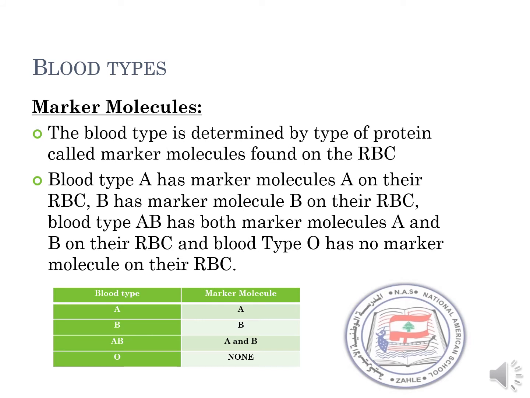Marker molecules. The blood type is determined by a type of protein called the marker molecule found on the red blood cells. Each type of blood has a specific marker molecule that determines the blood type. Blood type A has a marker molecule A on the red blood cells. Blood type B has marker molecule B on the red blood cells. Blood type AB has both marker molecules A and B on the red blood cells, and blood type O has no marker molecules on the red blood cells. The figure below shows each blood type and the marker molecule that it has on its red blood cells.